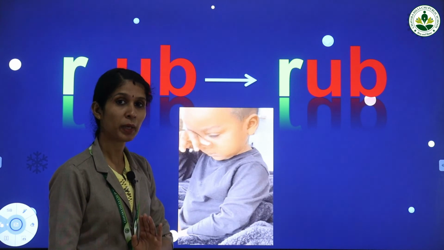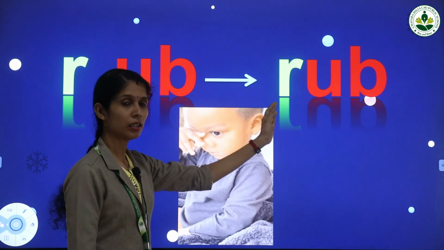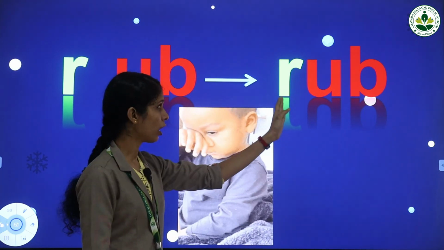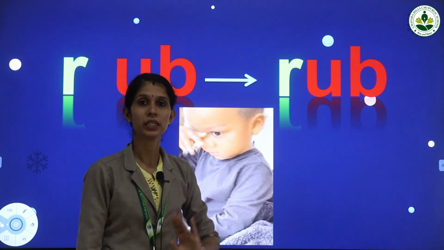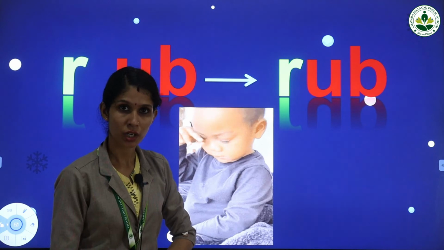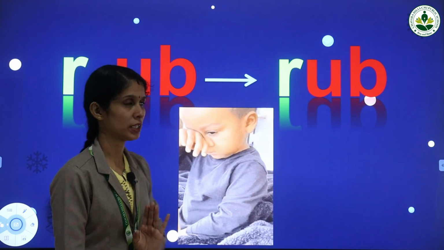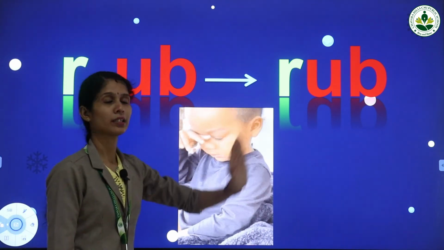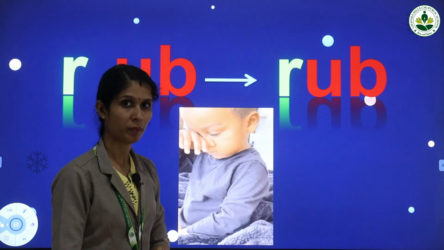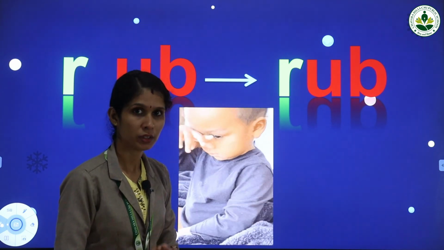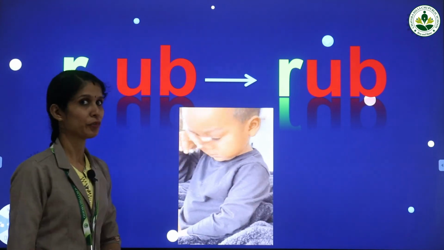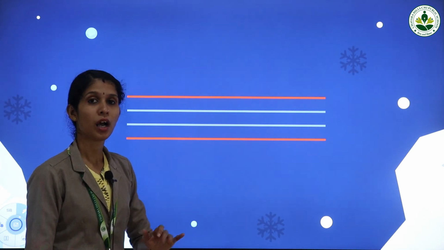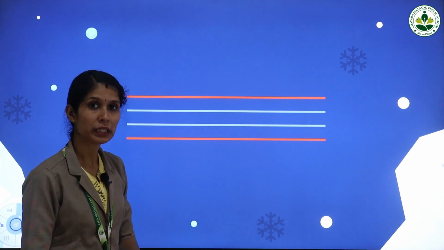Then can you say the spelling of the word rub? R U B, rub. Once more, R U B, rub. Once more, here we add letter R with ub. Together we can read this word as rub. So let's write the word rub. Say the spelling of the word rub. Say aloud, R U B, rub.